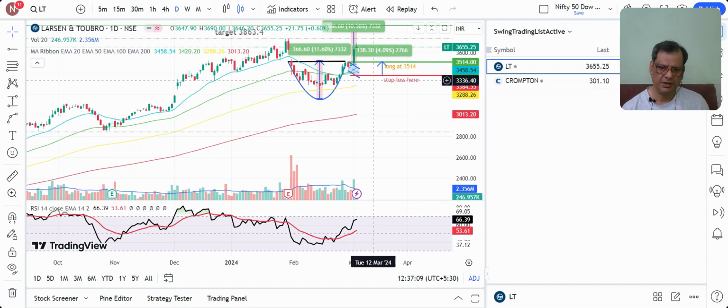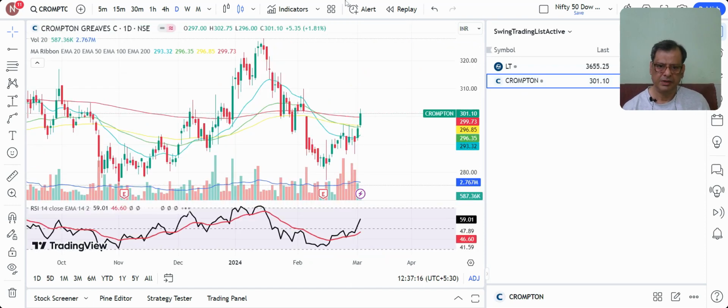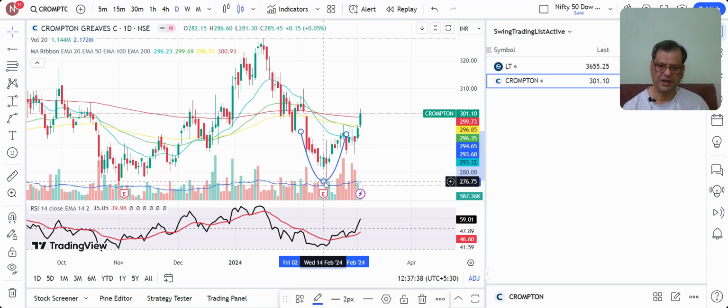Now, I hope we are clear here. Let's go to the next chart. Let's go to Crompton. Now let's see what Crompton is showing us here. Crompton basically, you see here, price has gone down and gone up again like a cup. So here we go with the cup. We have our cup here, and the price is consolidating here.